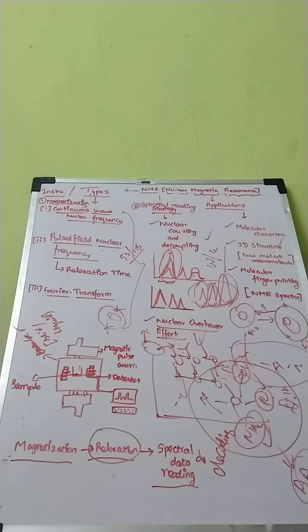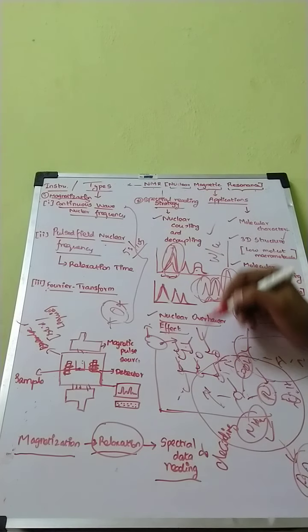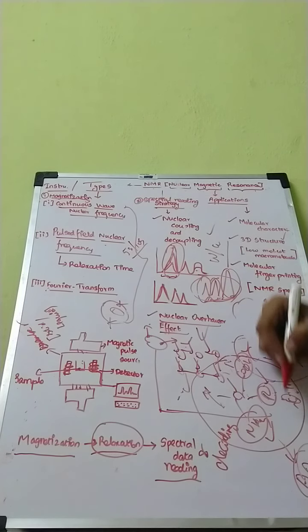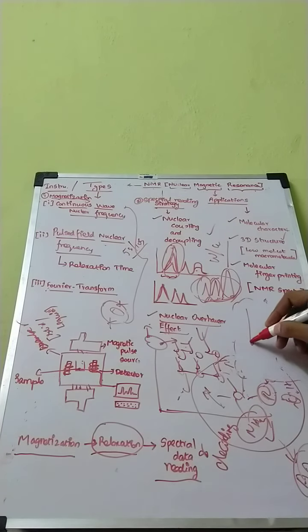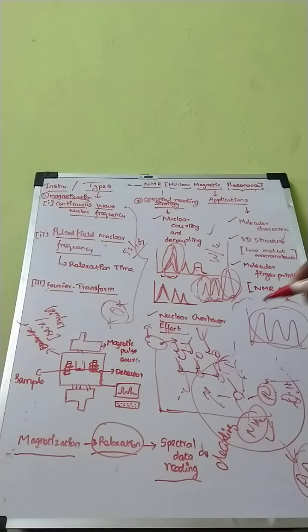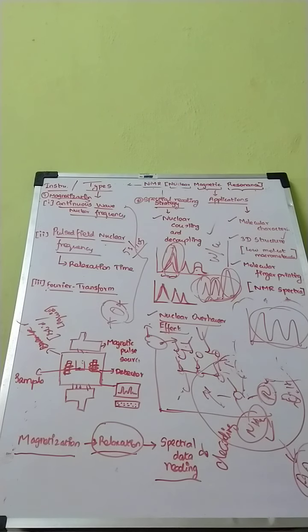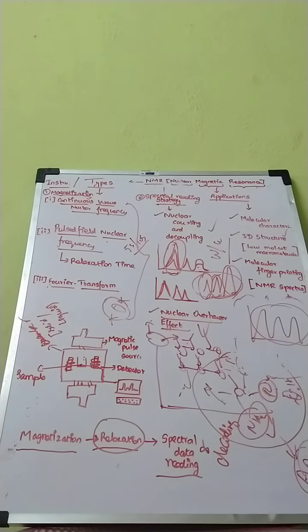And the third one, molecular fingerprinting. Each and every atom has its own NMR spectra. In the same way, each and every molecule and macromolecule has one spectral graph reading. So if I give a spectral graph reading, you can easily predict what kind of molecule it is. Basically, it helps you track down the molecules present in the given sample. This is what we call molecular fingerprinting. This is also done using NMR spectra.